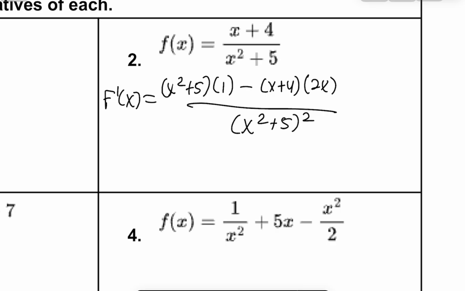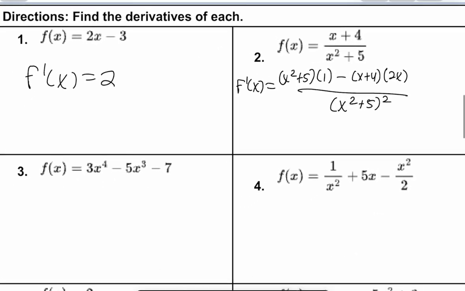So you're going to get a polynomial. You're going to get a fraction. Everybody good with 1 and 2?